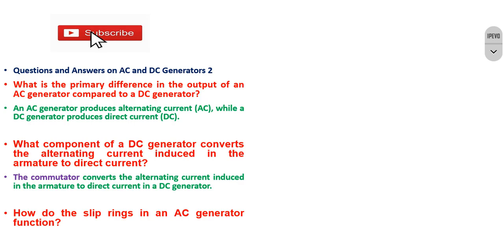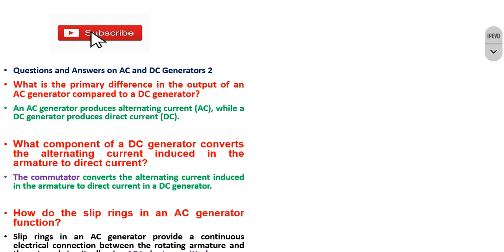How do the slip rings in an AC generator function? The slip rings in an AC generator provide a continuous electrical connection between the rotating armature and the external circuit, allowing AC to be transmitted. So the slip rings allow AC to be transmitted in the AC generator.